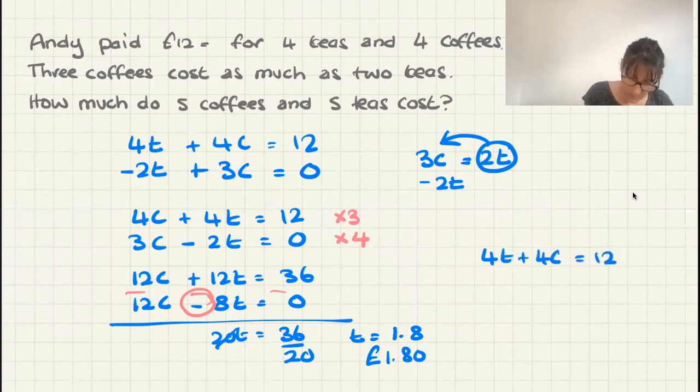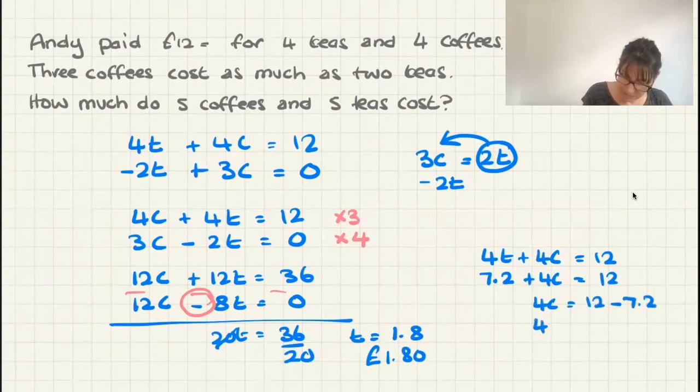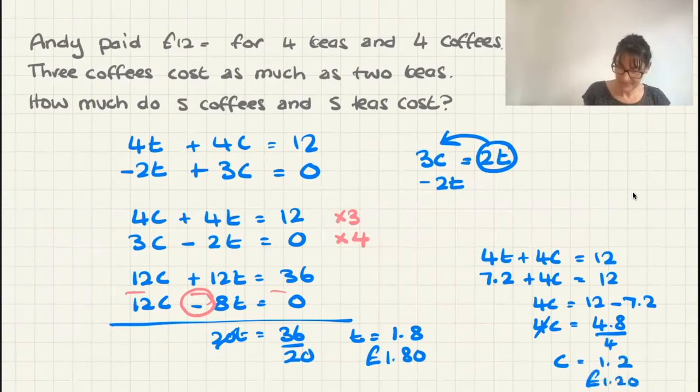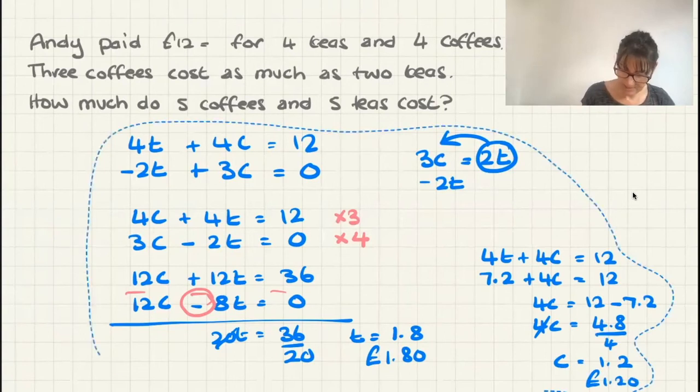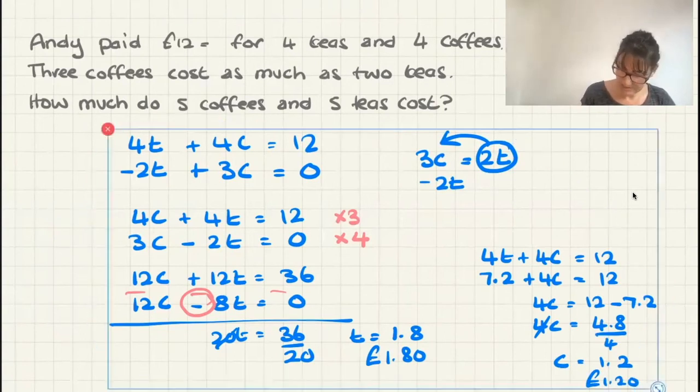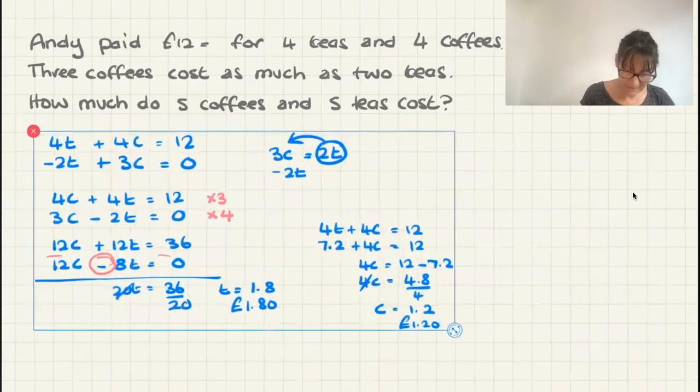So 4 times 1.8 is 7.2. And then I'm going to get that 4c on its own by hopping the 7.2 over. It's going to land as a take, giving me 4c equals 4.8. Divide through by the 4, and c is 1.2, or £1.20. Okay, let's just collect all this up. Just make it a little bit smaller, because we haven't quite finished.